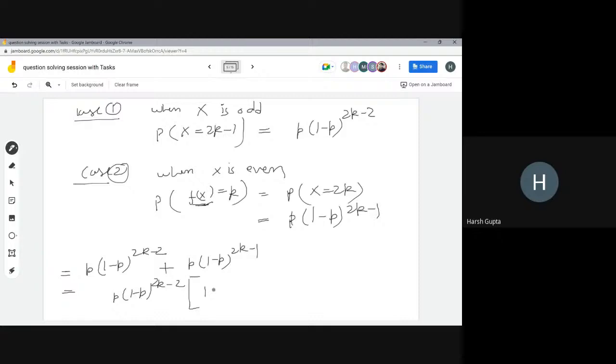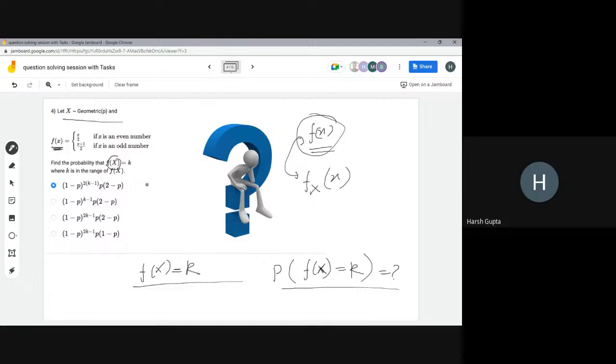Yeah, so what will happen here? 1 plus 1 minus, plus 1 minus. So that is, I think, the option.